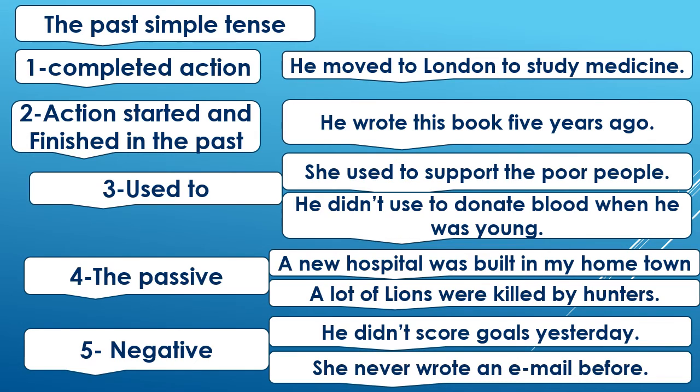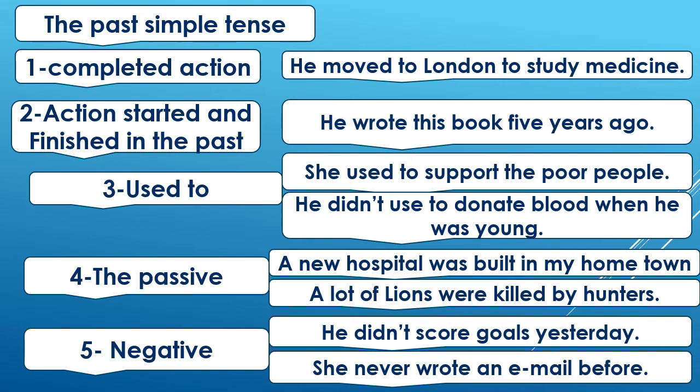Used to: subject plus used to plus infinitive, like the first example, she used to support, infinitive here. In negative, he didn't use to, followed by infinitive like donate. He didn't use to donate blood when he was young.